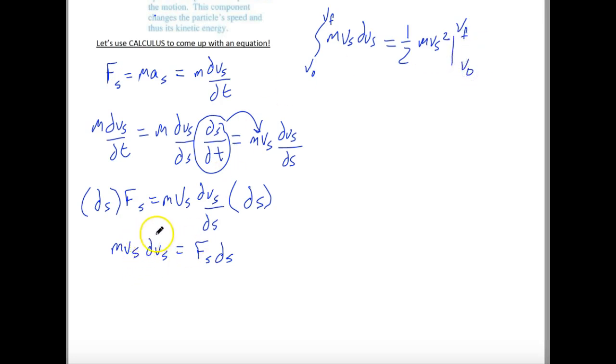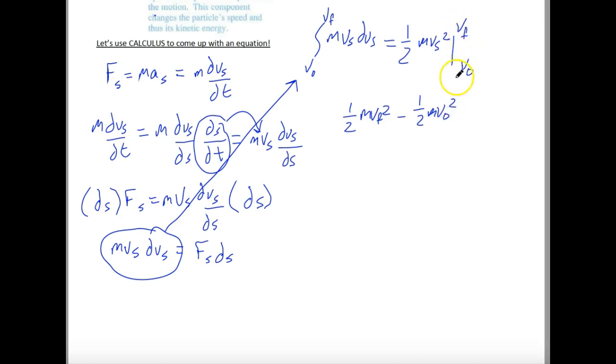So we're just doing this side of the equation. I should have mentioned that beforehand. And so when you go through and you actually plug everything in, this is 1/2 of m v_f squared minus 1/2 of m v_o squared. So we put in v_f and v_o for our v_s. The other side of the equation, when we integrate it, remember we are not going from v to v, we're going from s_o to s_f, and this is F_s ds. When we integrate it, we're going to end up with work.